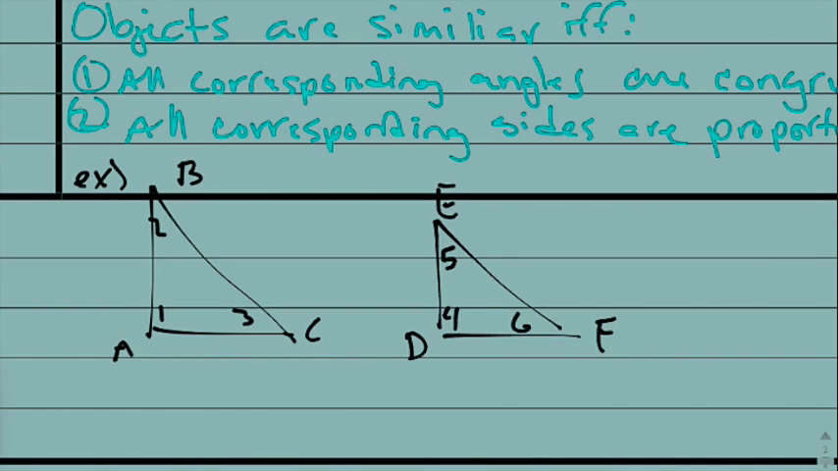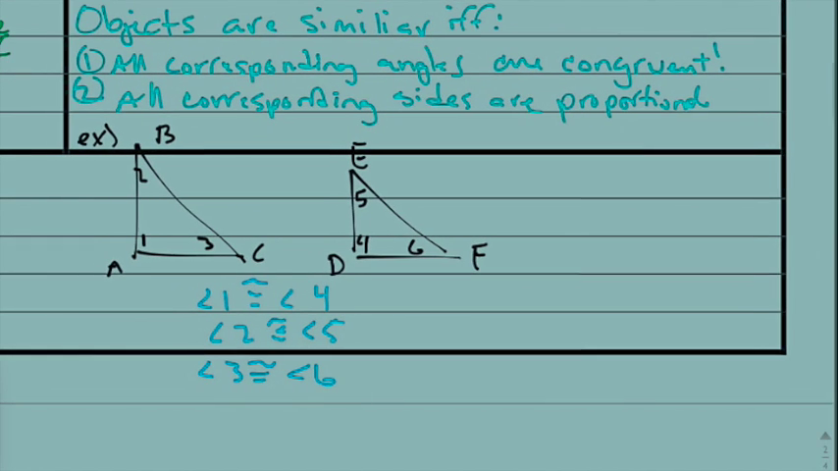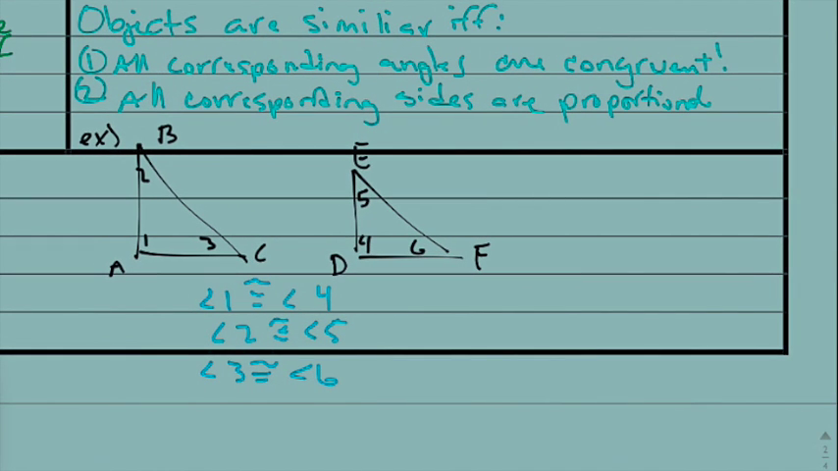If these two triangles are similar, here's what has to be true. Angle 1 has to be congruent to angle 4. Angle 2 congruent to angle 5. Angle 3 congruent to angle 6. And that takes care of the angle definition. But also, all sides are proportional, which means they share a ratio.